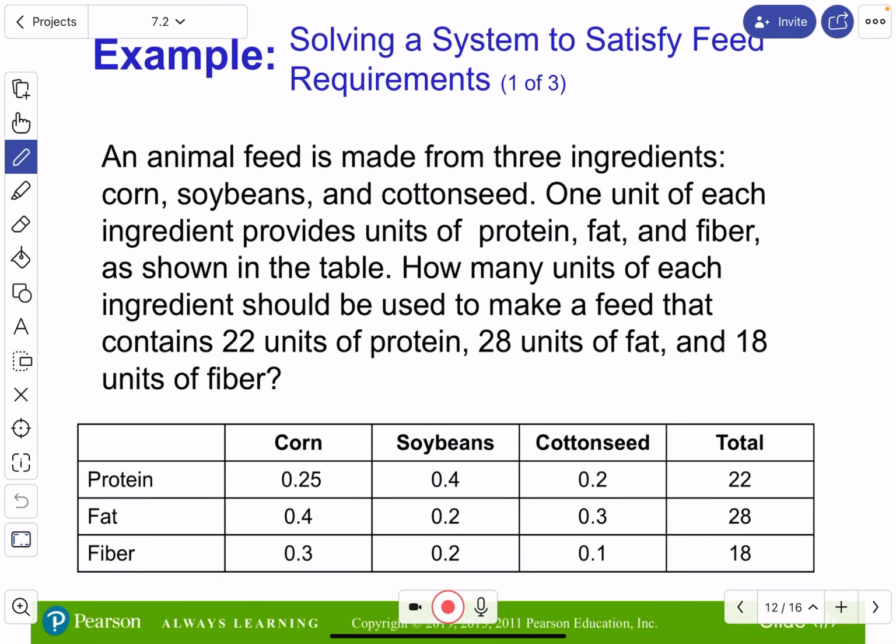Animal feed, so this is something you're going to see, is made from corn, soybeans, and cottonseed. And this table shows you the protein, fat, and fiber content. They want to make a batch that has 22 units, 28 units, and 18 units of protein, fat, and fiber. So we're going to turn these into equations by just saying x, y, z, x, y, z, x, y, z, and the total's our answer. So now we have 3 equations.